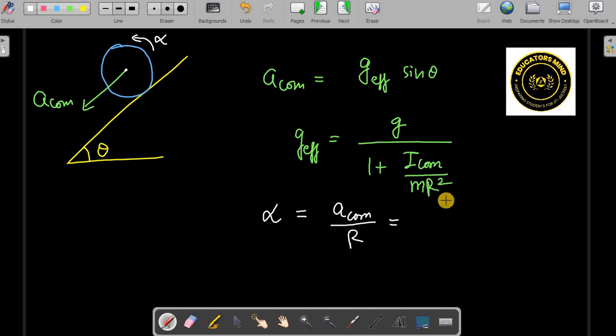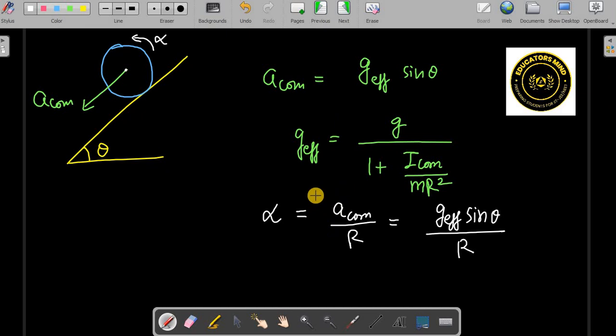So just divide that by r, you will get it, isn't it? This is g effective sine theta divided by radius. That g effective here we have already calculated. Okay, because it is pure rolling, so we can use these conditions.